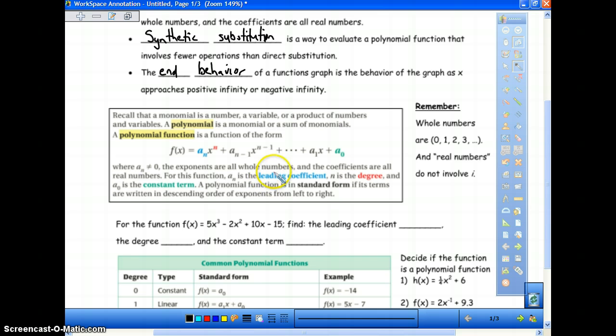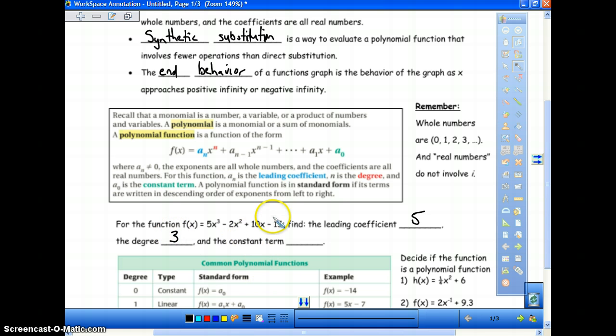So the leading coefficient is going to be the coefficient that's in front of our highest power. So if your highest power is the 4th power, the leading coefficient will be the number that's in front of that x term. So in this first one right here, we have 5x to the 3rd minus 2x squared plus 10x minus 15. Well, our highest power here is 3. Therefore, our leading coefficient is going to be 5. The next thing we talk about is degree. Degree is just simply what the highest power is. So because the 3rd power is our highest power, the degree is just going to be 3.